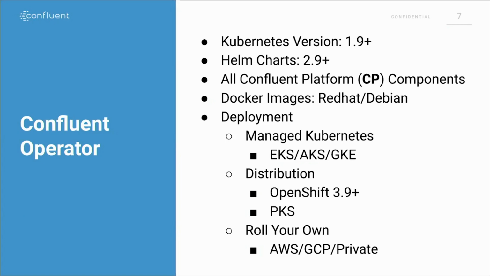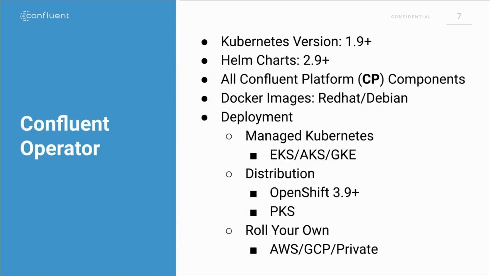Okay, so Red Hat images are generally used because OpenShift has strict rules that it has to deploy Red Hat images. That's why we also support Red Hat based images for all CP components.